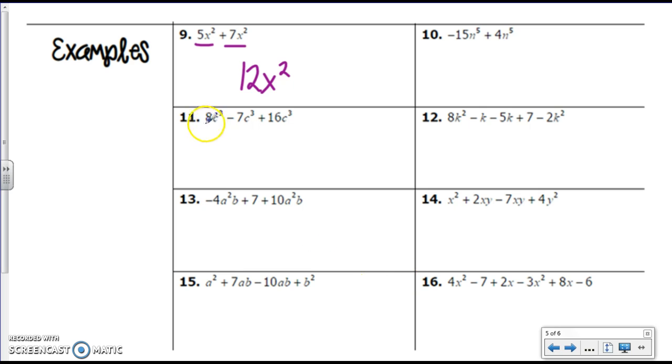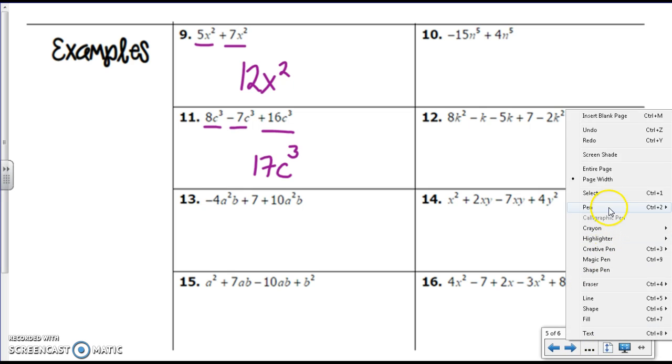In the next problem, I have 8c to the third minus 7c to the third plus 16c to the third. They all have c to the third power, so we can combine them together. So I'm going to do 8 minus 7, which is 1, plus 16, which gives me 17c to the third power. My variable and my exponent don't change. I just combine my coefficients.